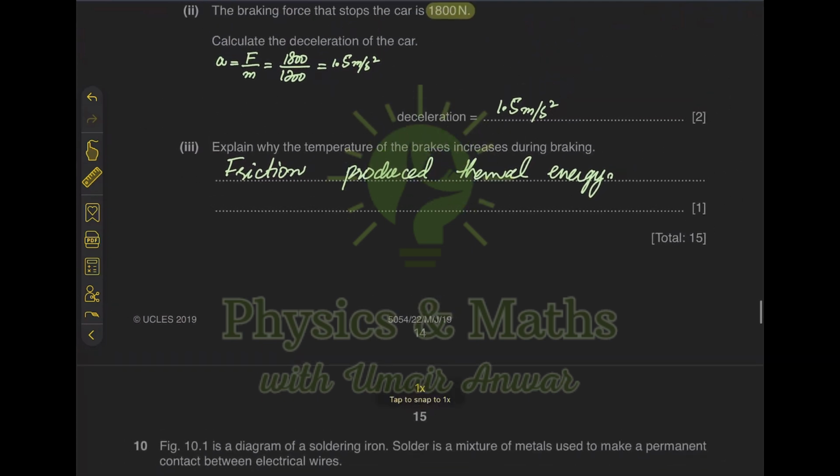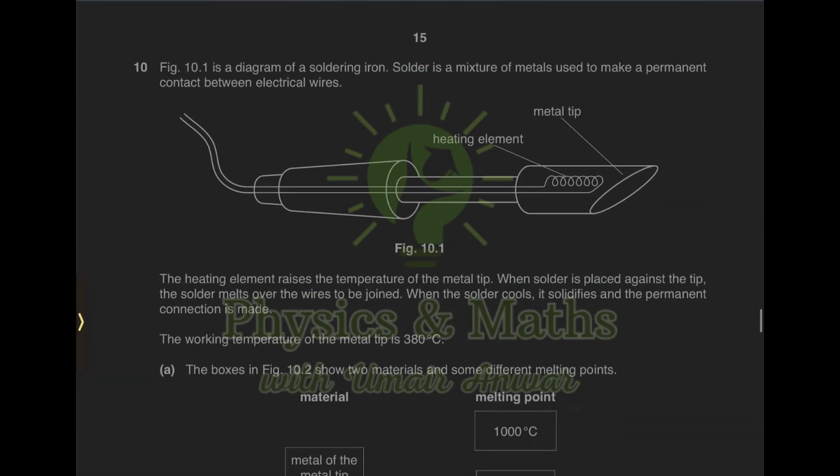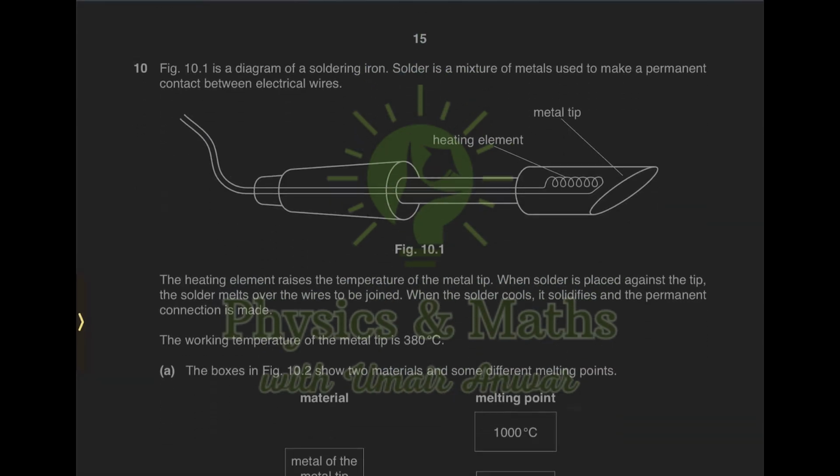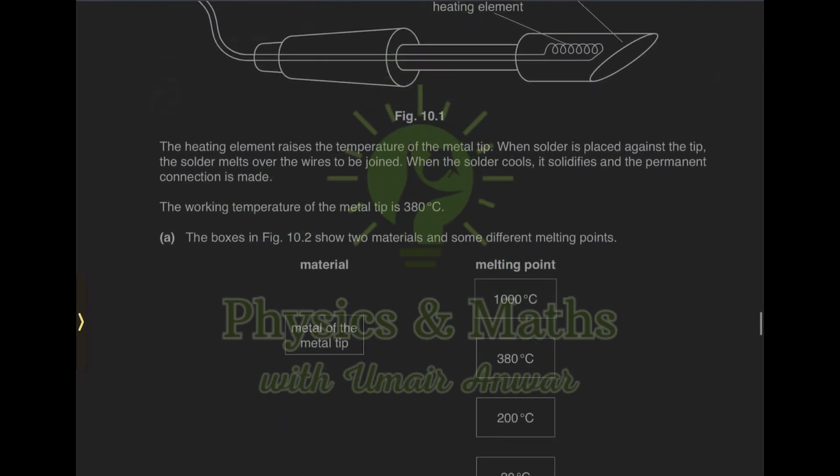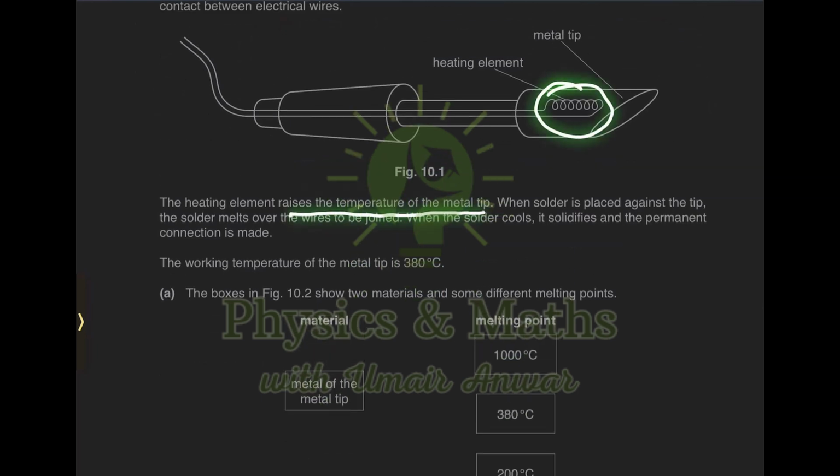So the question ends here with this part. The next question is related to the thermal energy section of the syllabus. It says figure 10.1 is a diagram of a soldering iron. Solder is a mixture of metals used to make a permanent contact between electrical wires. The heating element raises the temperature of the metal tip. So there is a heating element in the soldering iron, and it increases the temperature of this metal tip when solder is placed against the tip.